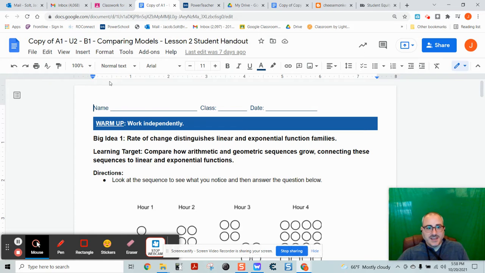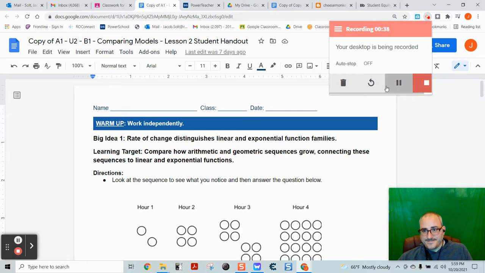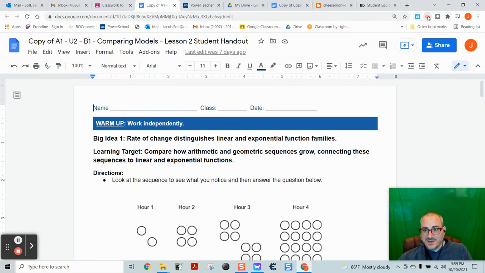Concerned because my mouse has decided to pause and not move. So let me get new batteries for this. All right, much better. My mouse is now moving.